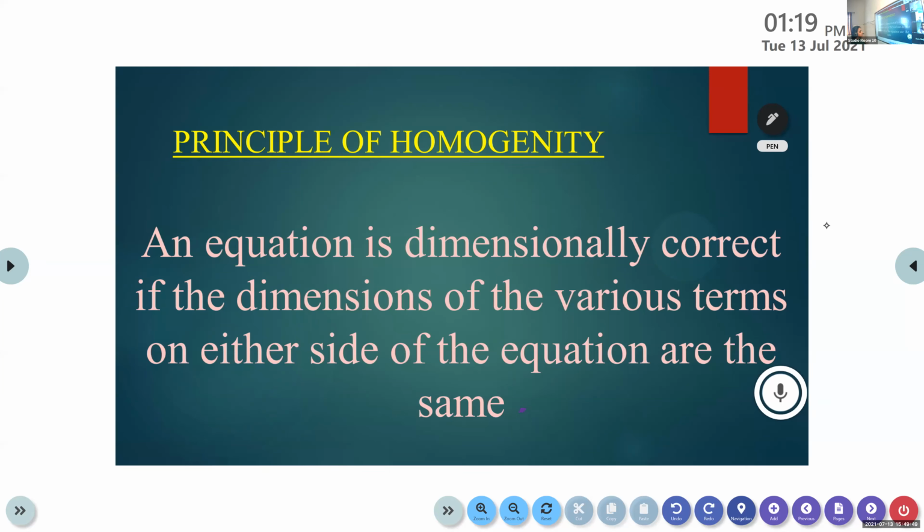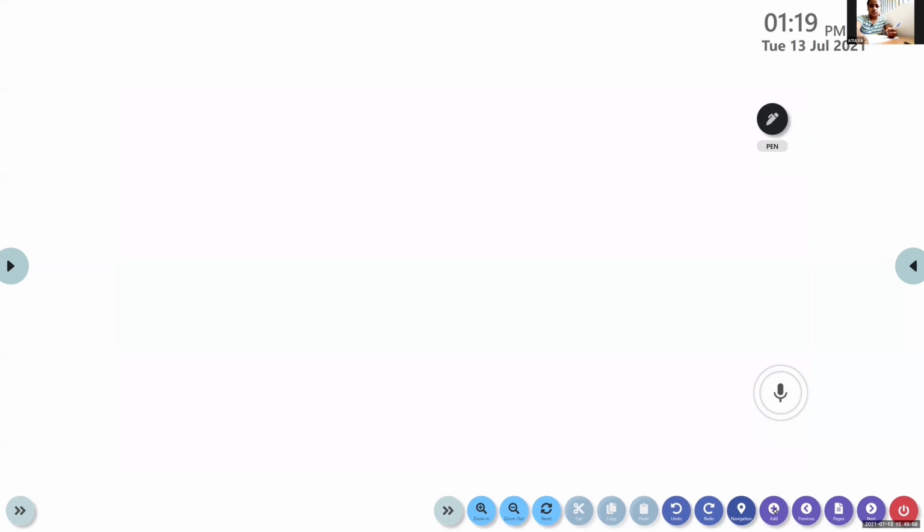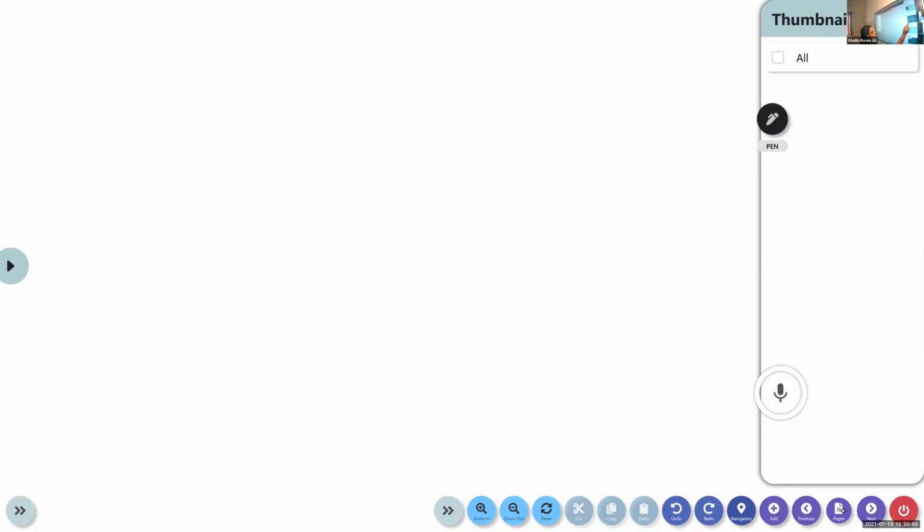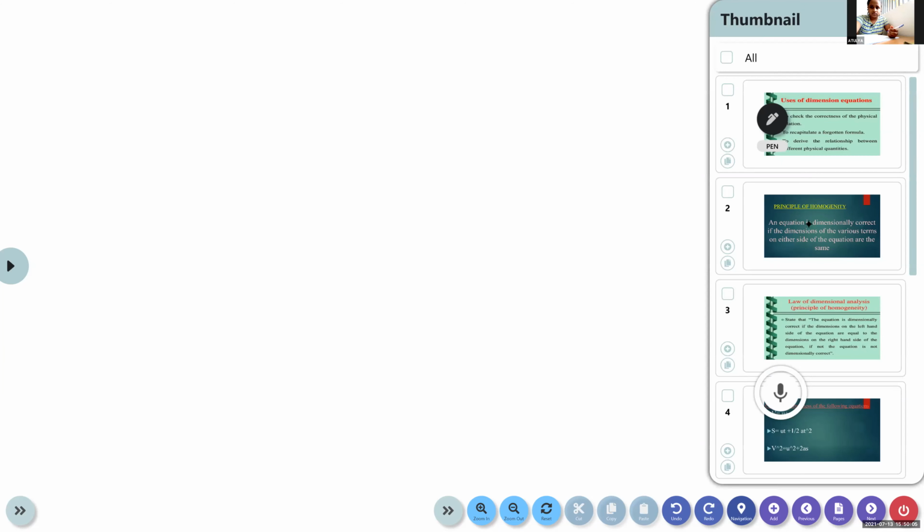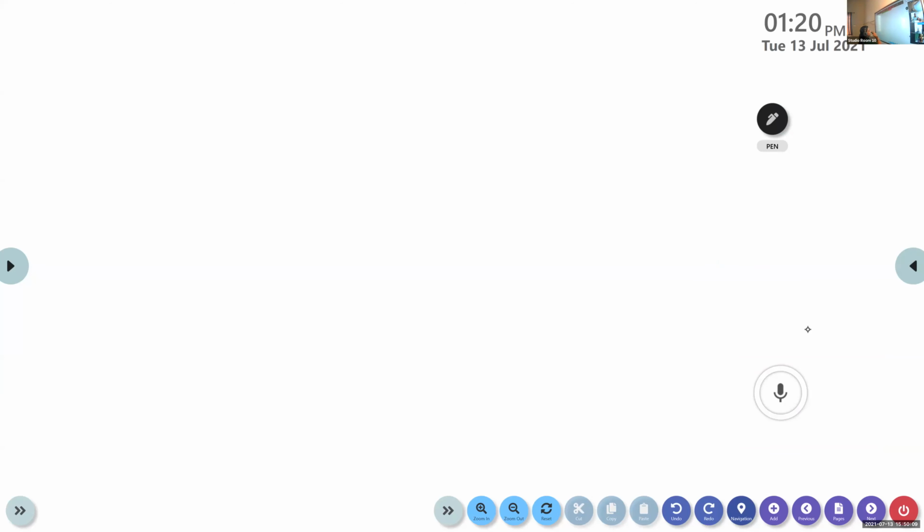Okay, so let us work it out with the help of an example. Can I change the slide? Yes. Okay, so here we are going to work out an example. For example, we can consider force. What is the equation for calculating force? Simple equation in physics. What is the equation for calculating force?